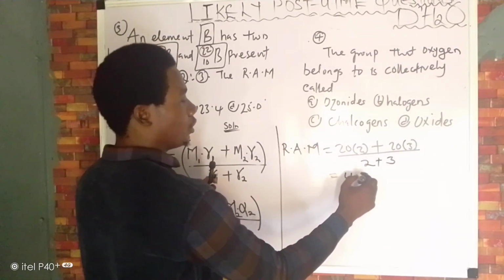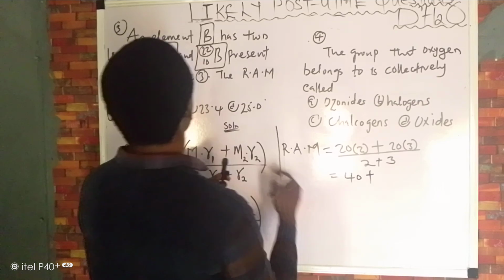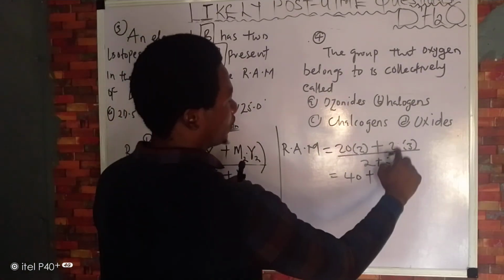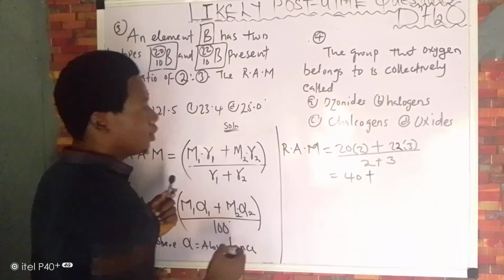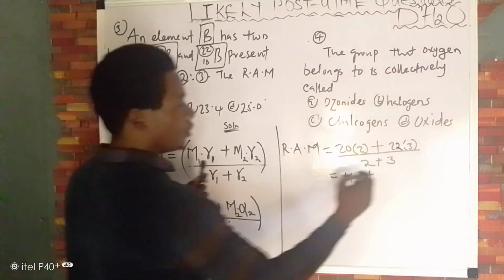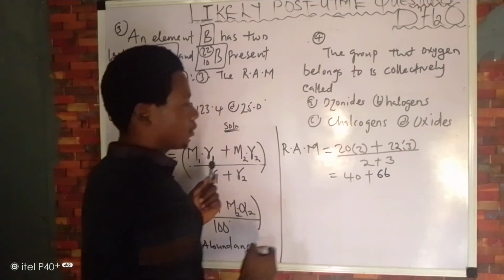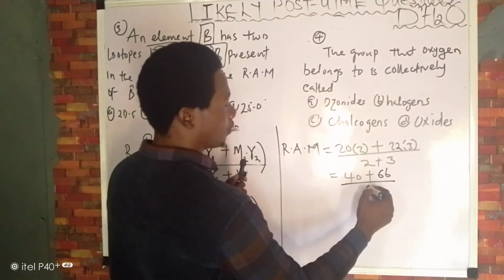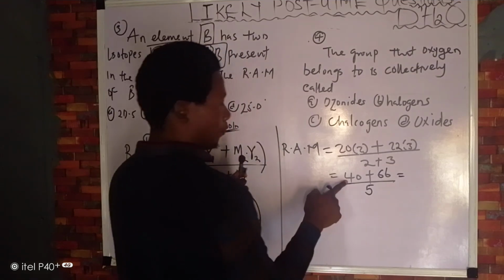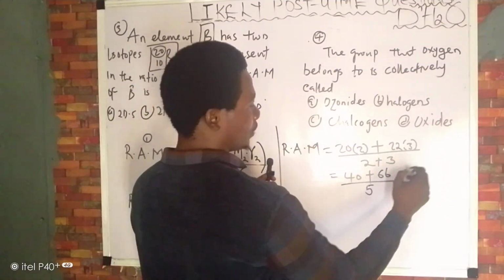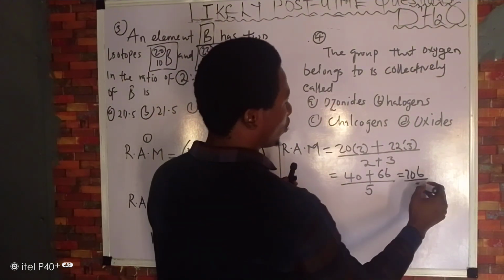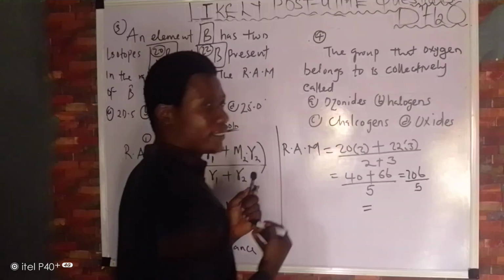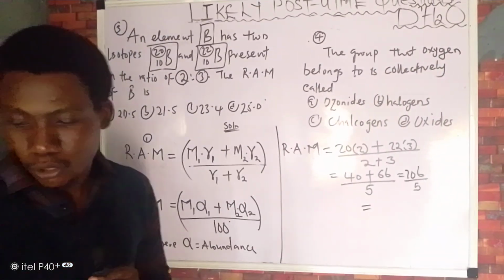So what do we have? 20 times 2 is 40. 22 times 3 will give us 66, all over 5. So we have 40 plus 66, 106 over 5. So 106 over 5 is likely to give us what?